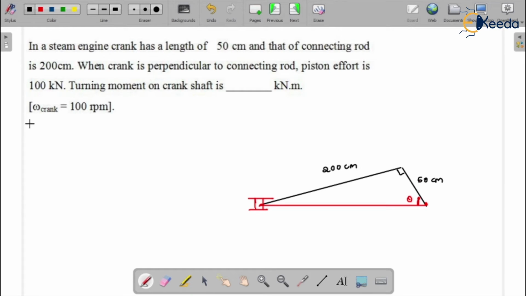So piston effort is also given. That means denoted as F, 100 kilonewton. Okay, this is 100 kilonewton. We need to calculate the turning moment on the crankshaft in kilonewton into meter.